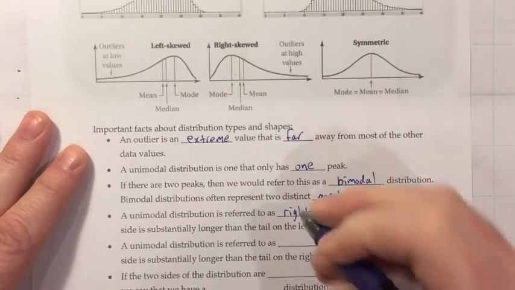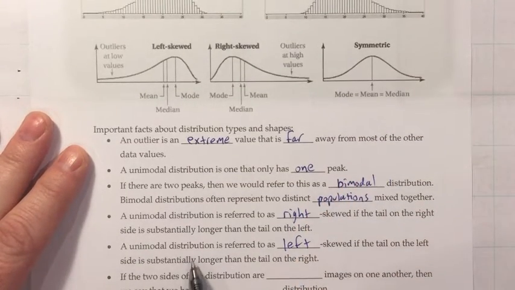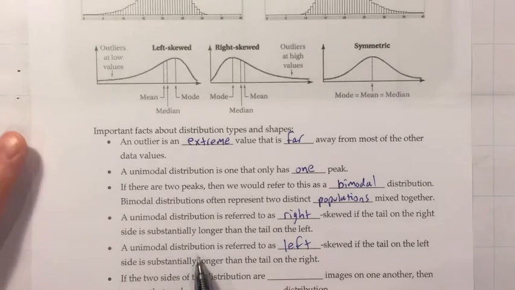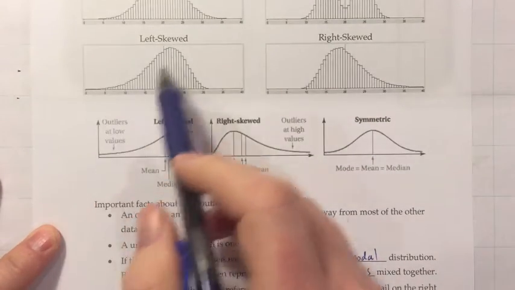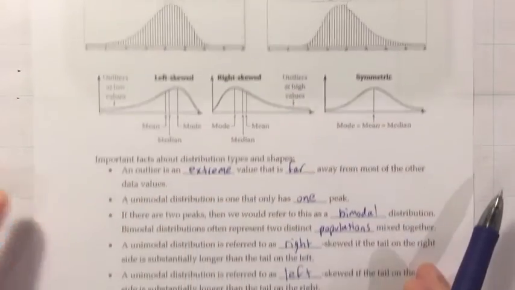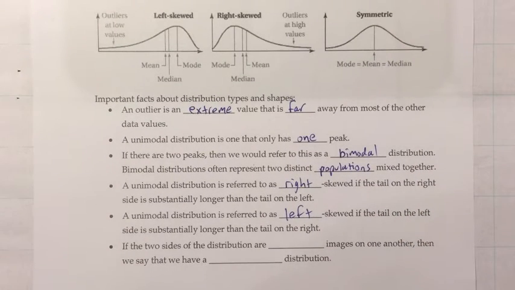So I would think this other one must be left skewed, but let's check to make sure. A unimodal distribution is referred to as left skewed if the tail on the left is the longer tail, substantially longer than the tail on the right. Okay? And then finally, if the two sides of the distribution are mirror images of one another, then we say that we have a symmetric distribution.